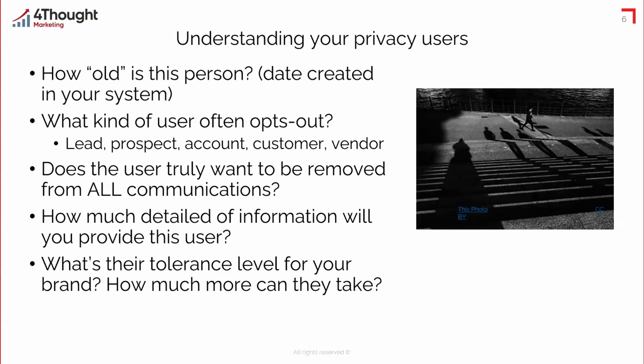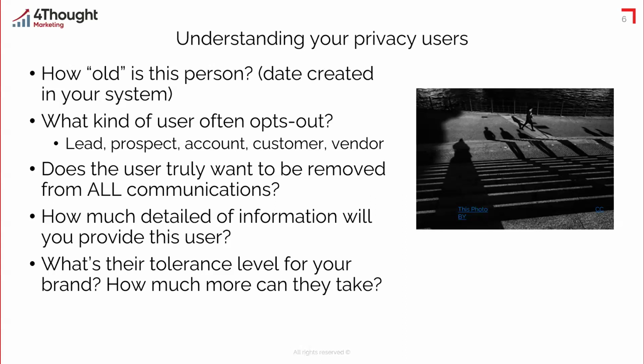Here are some questions for you to consider as a way to understand this cohort of users. How old is this person? What is the earliest date they entered your entire ecosystem? Does that make them old in terms of three years? Have they been in the system for five years, migrated from another system? Have they been receiving emails for seven years through another partner?